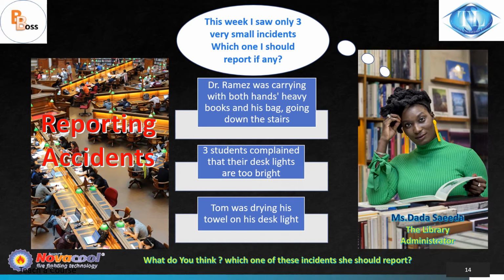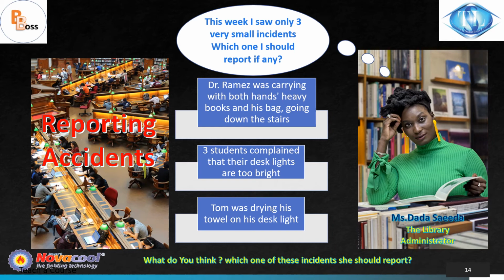So what we have here is that she has seen three scenarios, or watched three cases. In the first one, she saw Dr. Ramis going down the stairs not holding the handrail. Why? Because in one hand he has a few heavy books, and in the other hand he has his bag. It's very acrobatic. Is that supposed to be reported, or should she talk to him personally, or what? You need to decide, and you need to help her.